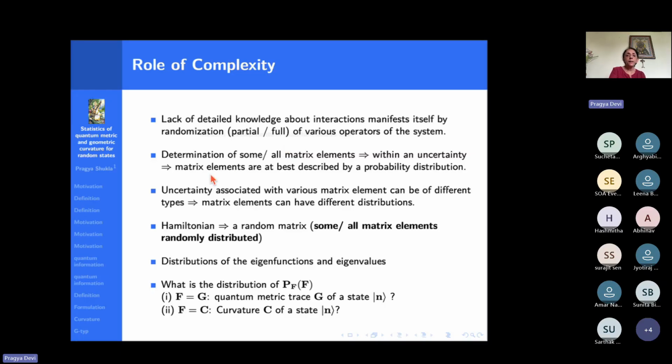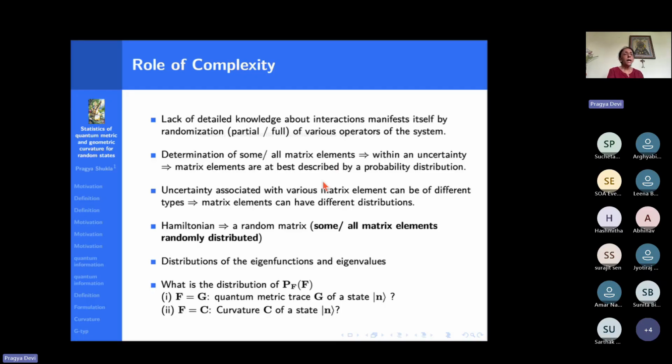So what I'm trying to motivate is that determination of some or all matrix elements can only be done within an error, within an uncertainty. Matrix elements are best described within an error. This is another way to say matrix elements are best described by a probability distribution. Each matrix element you can determine only within an error, and therefore the Hamiltonian matrix is a matrix where each element is known only within an error or by a probability distribution. That means you don't know exactly which matrix you should use to solve for your eigenvalues, eigenfunctions, or physical properties.